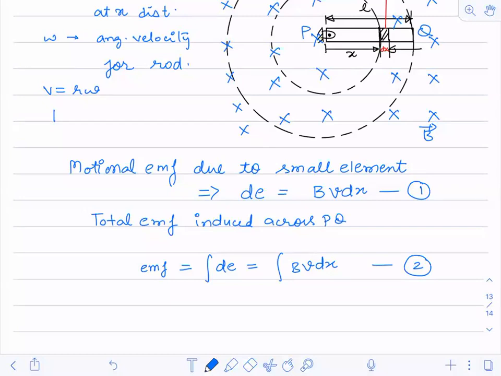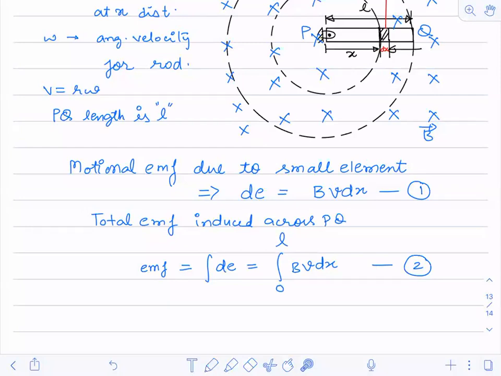What is L? What is X? So PQ is length. Okay, PQ length is L. Okay. 0 to L. It's very obvious. 0 to L.